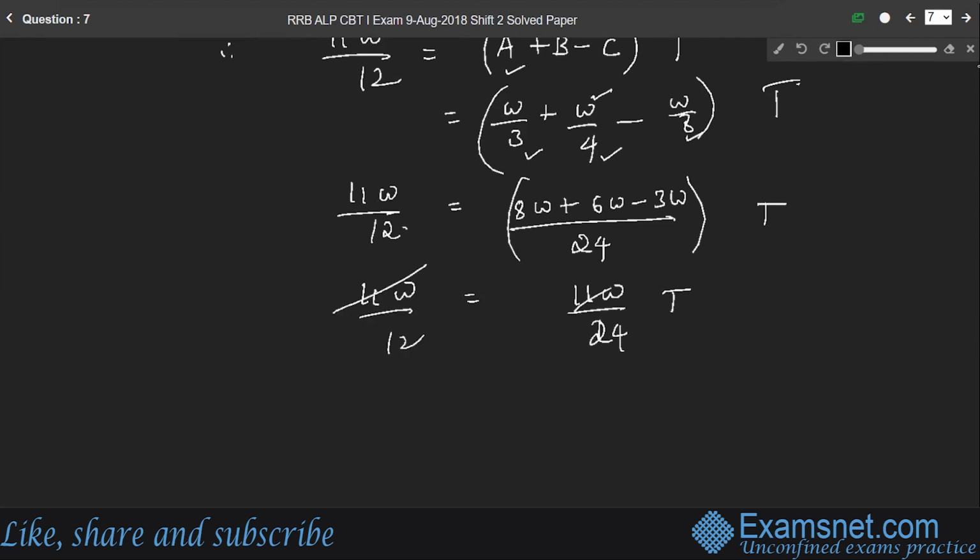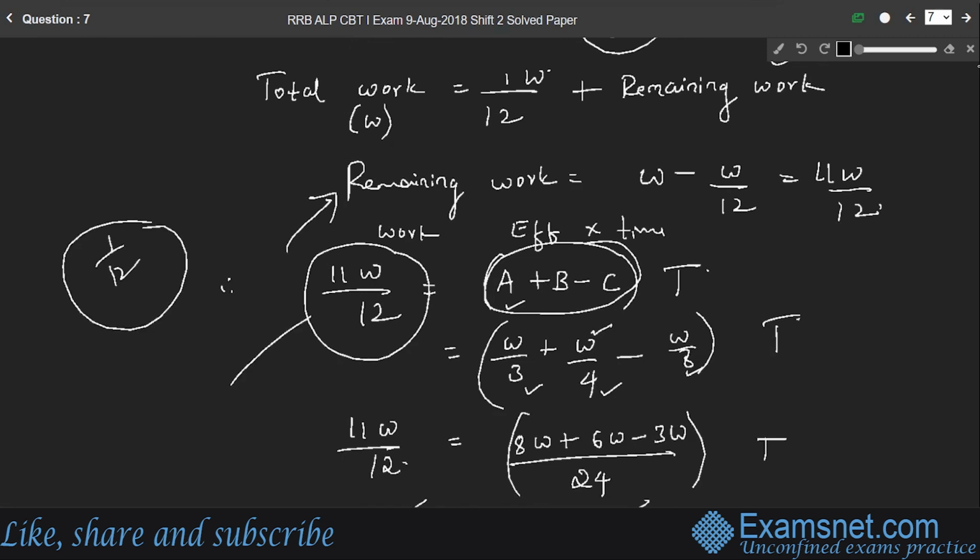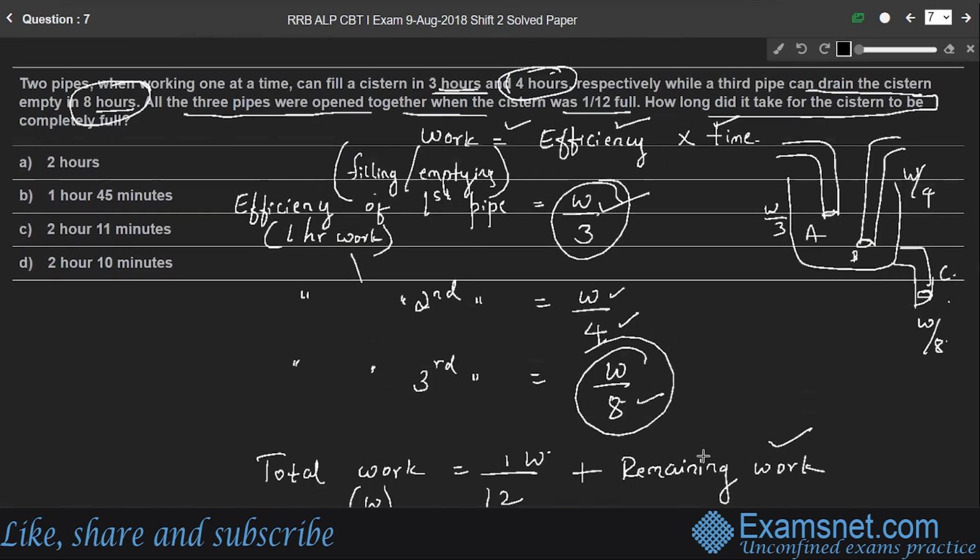So we can cancel 11W and 11W here. Therefore, T is equal to 24 by 12, which is 2 hours. Therefore, the time taken by all the 3 pipes to fill the remaining part of the cistern, because 1 by 12th part of the cistern has already been filled, is 2 hours. Option A is the right answer, where the first 2 pipes continuously fill the tank.